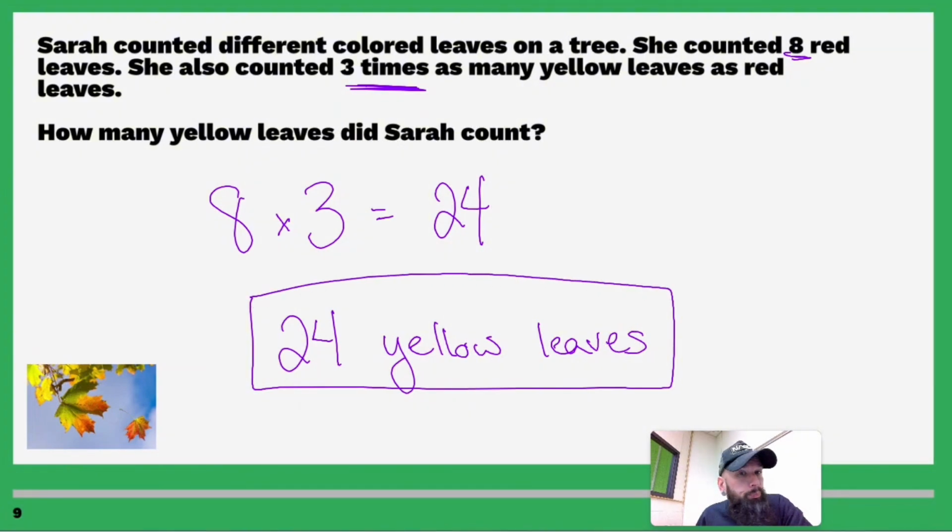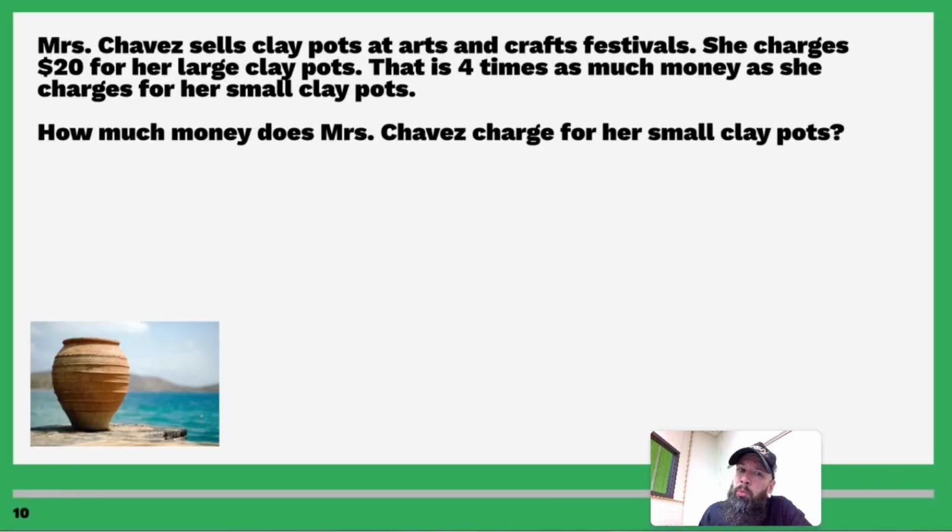Okay? So you look for that key word, right? You look for that key word, and this key word is times. So she counted 3 times as many. So 3 times as the red ones means 3 times the 8 red ones, and that's how many yellow ones she gets. Okay? Now, sometimes the problem is not as pretty as you want it to be.